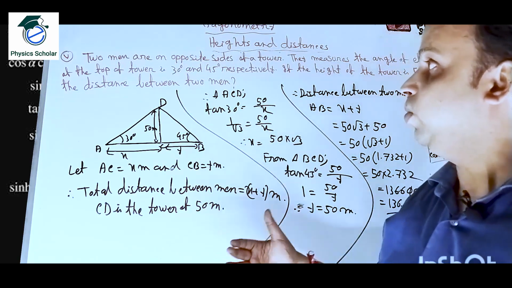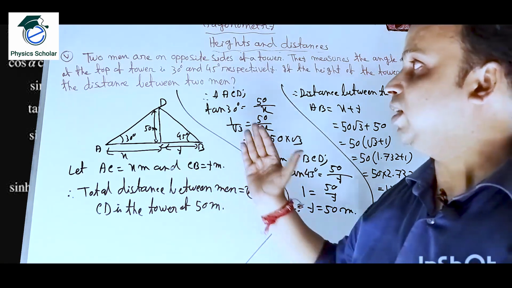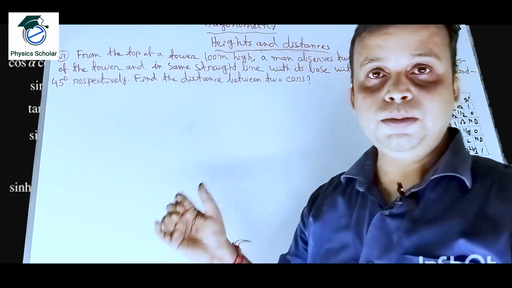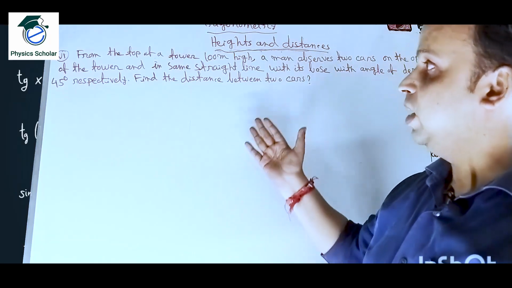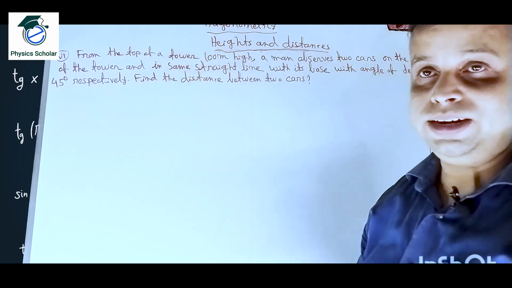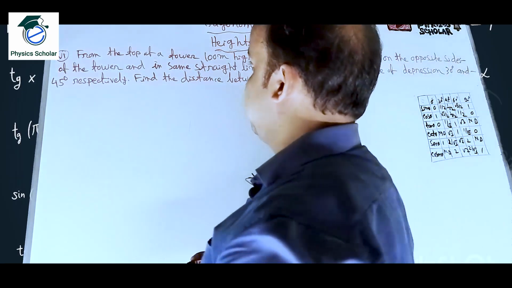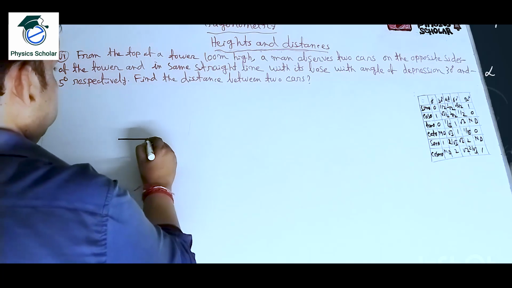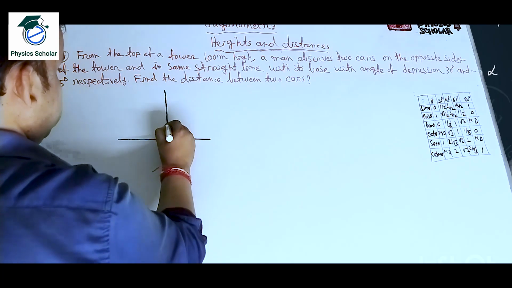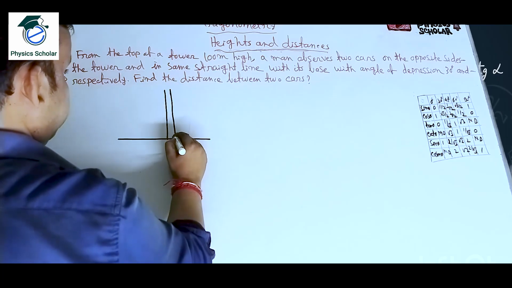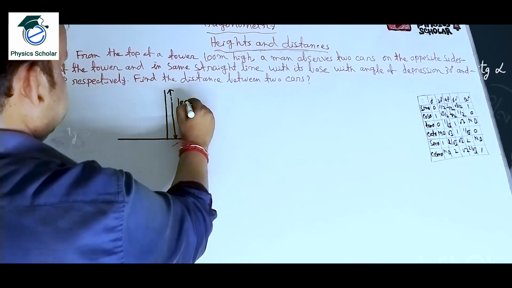Okay, so now without further delay, let us move to the sum number 6. Okay students, so now let us move to the sum number 6. It is almost similar to the sum number 5 of two men which we have done. Clear? Now it is sum number 6. From the top of the tower, 100 meter height. So the top of the tower is there, and the height of the tower is 100 meter.